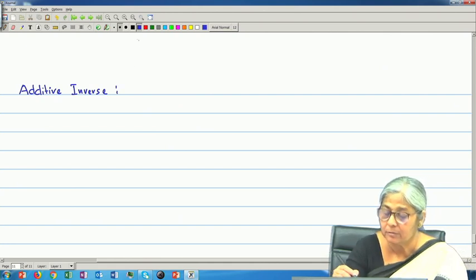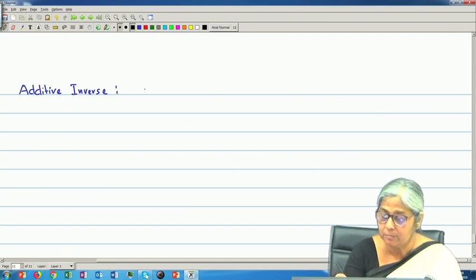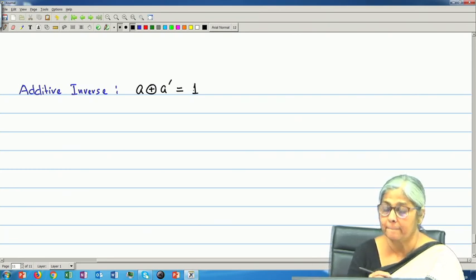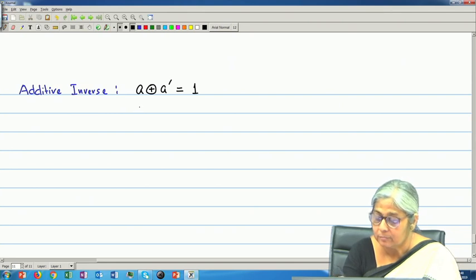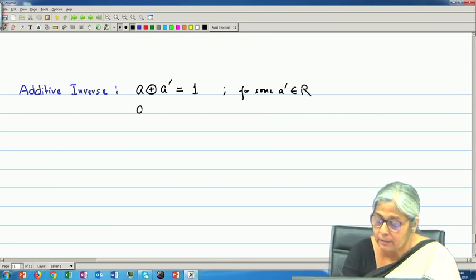So, if we remember our definition, if I have some inverse element A dash such that A addition A dash equals my identity, and the identity becomes 1. So, what is A dash? We have to check whether some A dash exists or not, for some A dash belonging to R. Here, A plus A dash minus 1 equals 1.